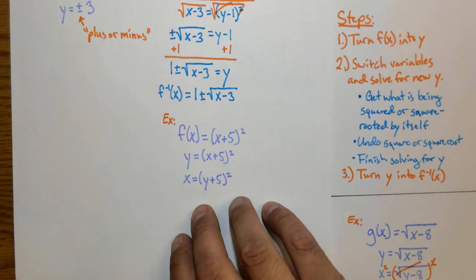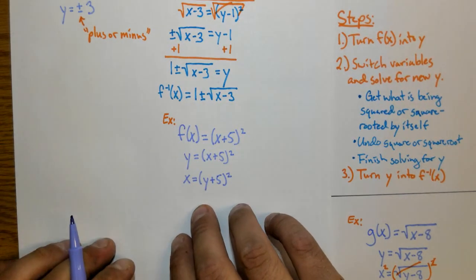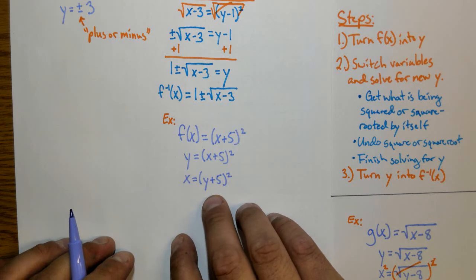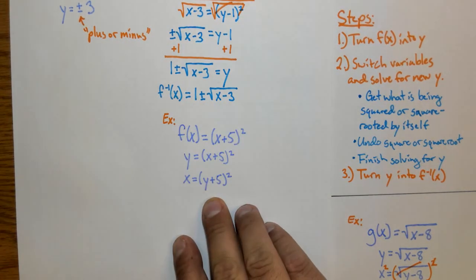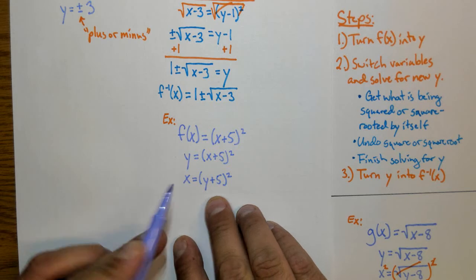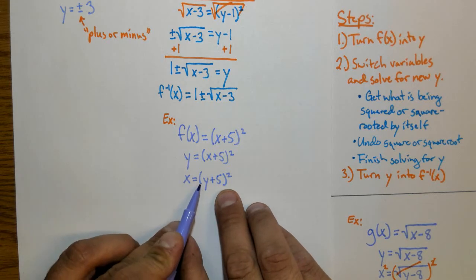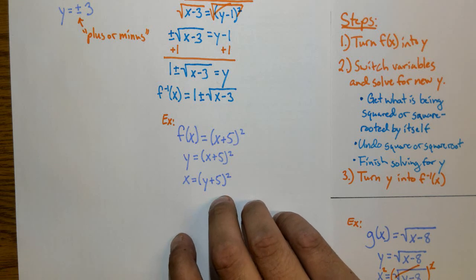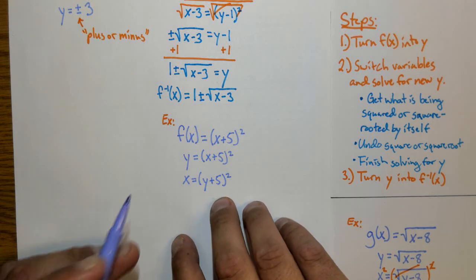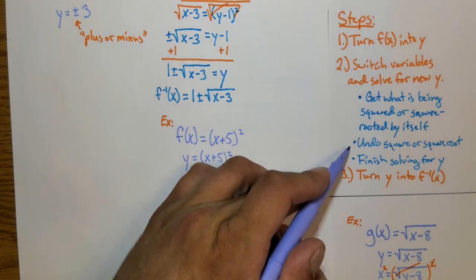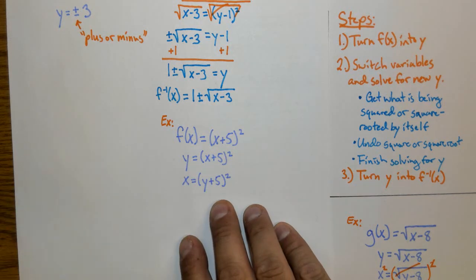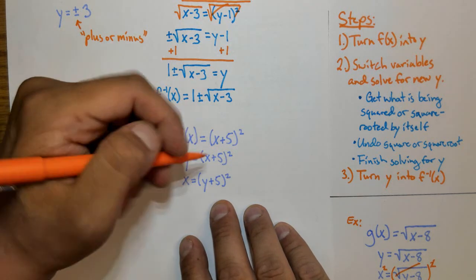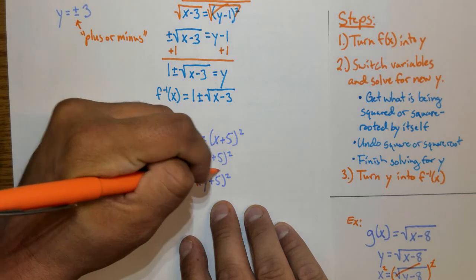And then now we do our steps in blue. So again, look at what the first step in blue says. It says get what is being squared or square rooted by itself. Well, in this case, that's already done for us. What is being squared is already by itself, so we can just go on to the next step. That's okay. We need to undo the square or square root. So we're going to do that by taking the square root, because it undoes a square.